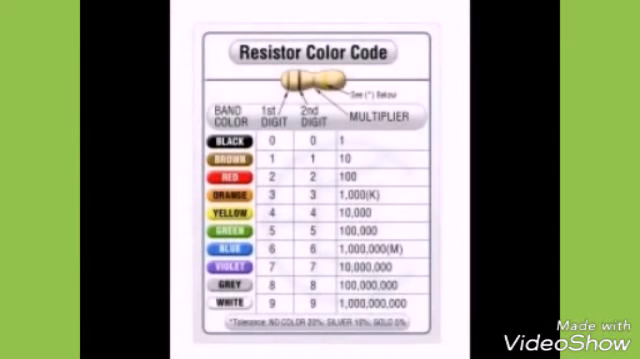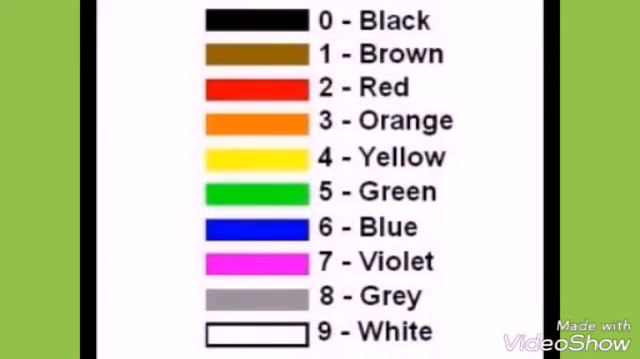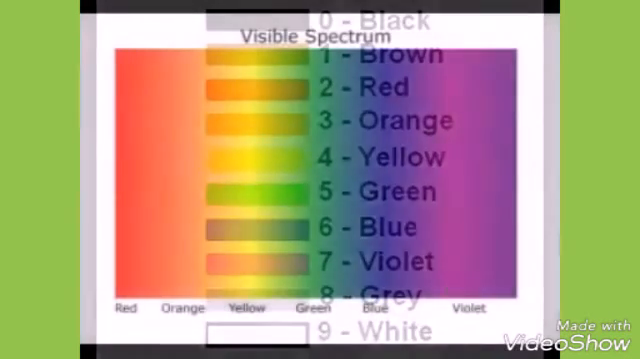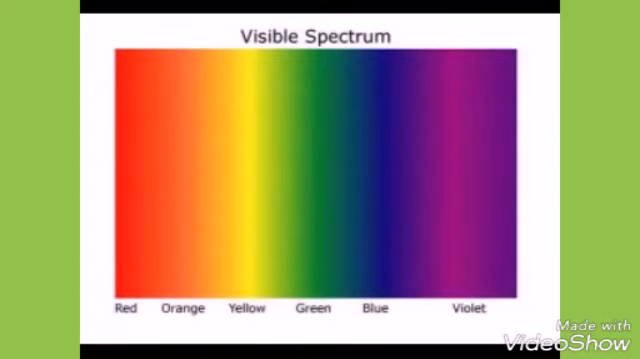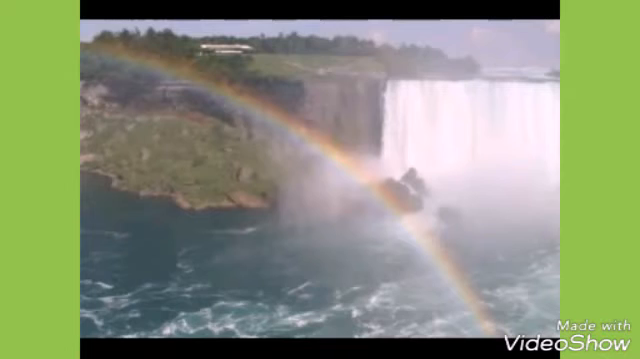To read a color code is easy. The colors represent numbers. Notice that the numbers form a sequence starting with black for 0, brown for 1, red for 2, orange for 3, yellow for 4, green for 5, blue for 6, violet for 7, gray for 8, and white for 9. Notice that red, orange, yellow, green, blue, and violet are the colors of the color spectrum in order. These are the colors of a rainbow.